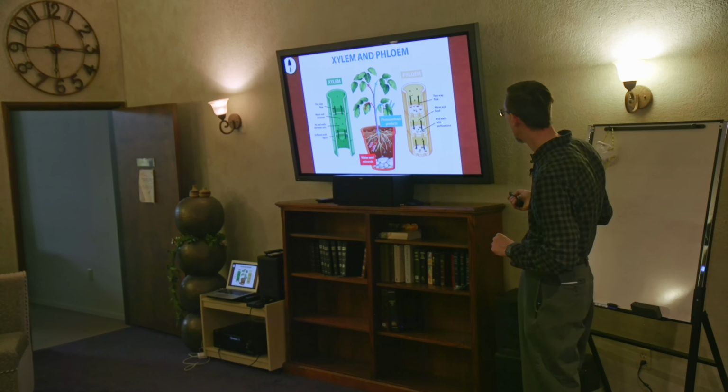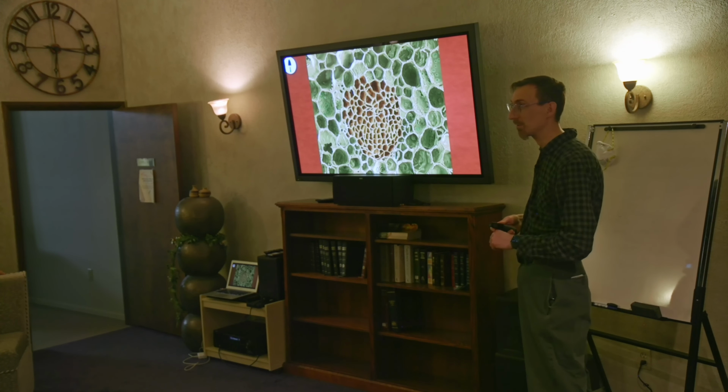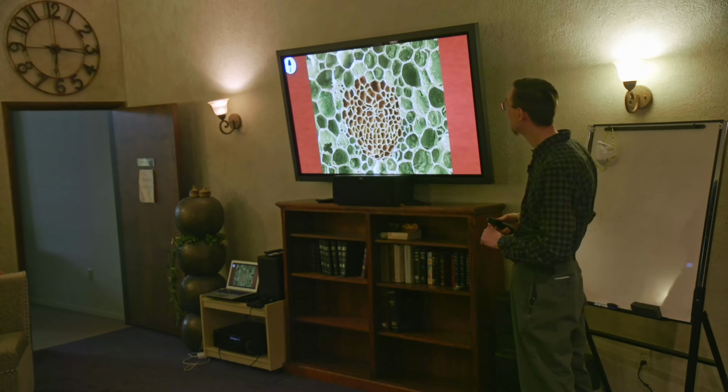So we have green and yellow. Can anyone identify the two different structures based off of what we just saw? Which one would be the phloem and which one would be the xylem? Phloem is the yellow. Yep. And xylem, the green. Well, hold on here. Nope, you're wrong.